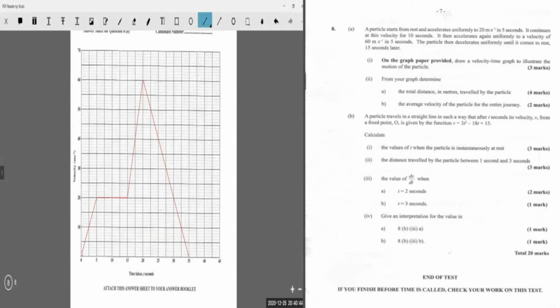That's it. So first 5 seconds go up to 20, next 10 seconds rest, next 5 seconds go way up to 60, then 15 seconds it comes down. It says now, find the total distance in meters traveled by the particle. Total distance traveled is equal to area under the graph.